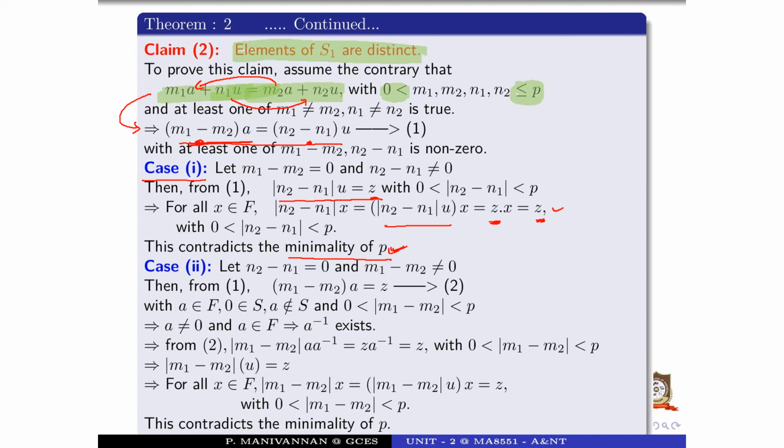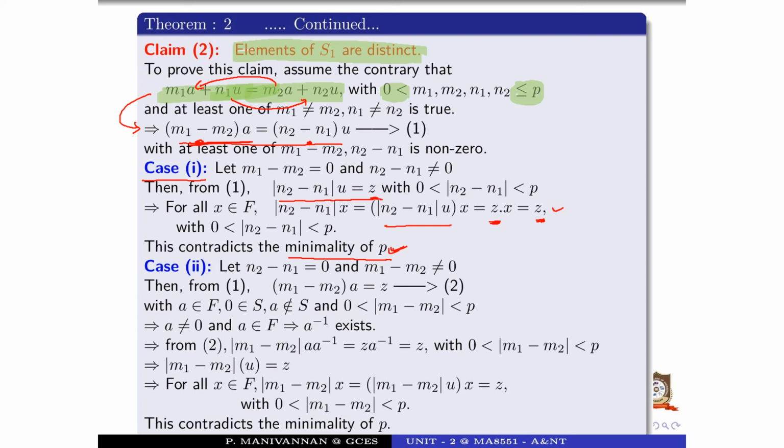So, that is the first case: m1 − m2 equal to 0, n2 − n1 not equal to 0. We interchange the concept. So, let us assume n2 − n1 equal to 0 and m1 − m2 is not equal to 0. In the similar way, n2 − n1 equal to 0, which implies (m1 − m2)a equal to 0.